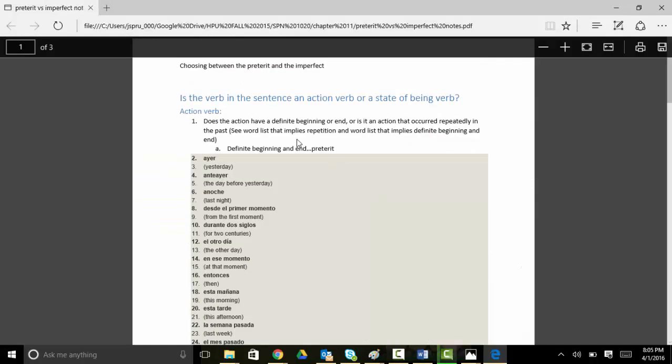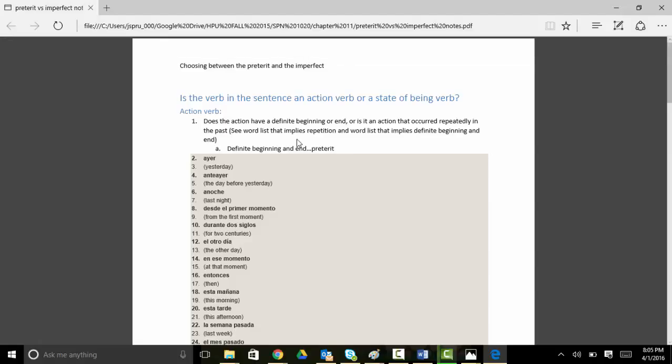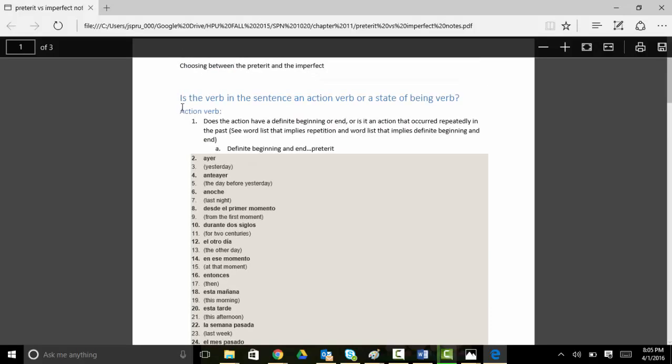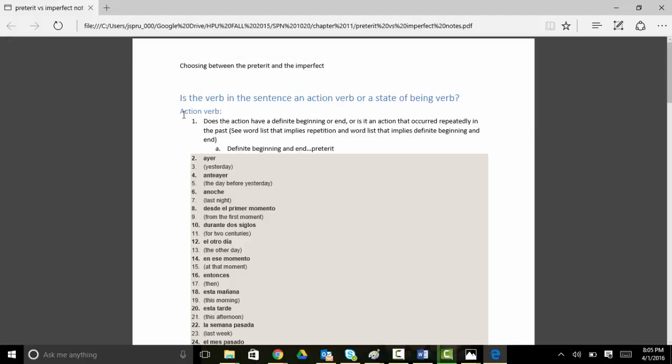Okay, so something else that I try to give students to help them decide when to use the preterite or the imperfect is this, and I'll make this available to you guys. You ask yourself this question: is the verb in the sentence an action verb or a state of being verb? If your answer is that it's an action verb, then you ask yourself, does the action have a definite beginning and end, or is it an action that occurred repeatedly in the past?